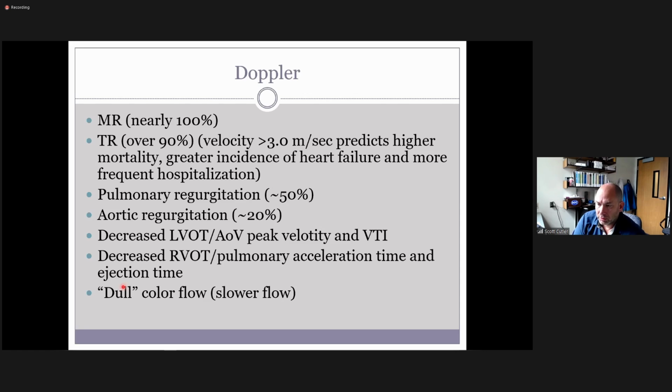All right, same thing with the right side. So RVOT and the pulmonary acceleration time and ejection time will decrease as well. Same reasons, just less flow, a weaker heart. It's just not pushing out as much.